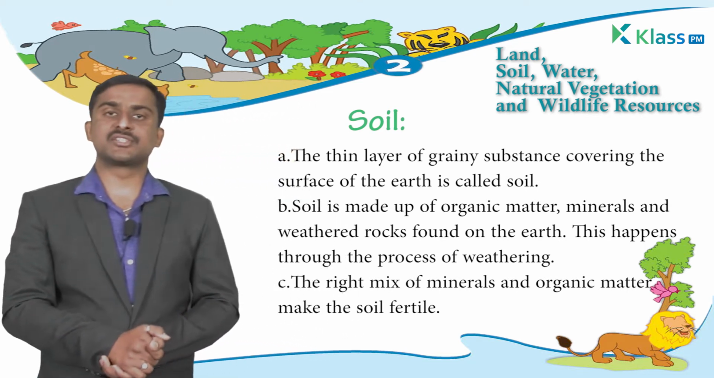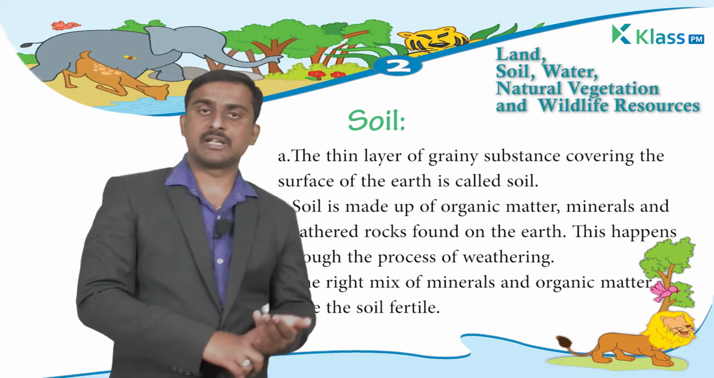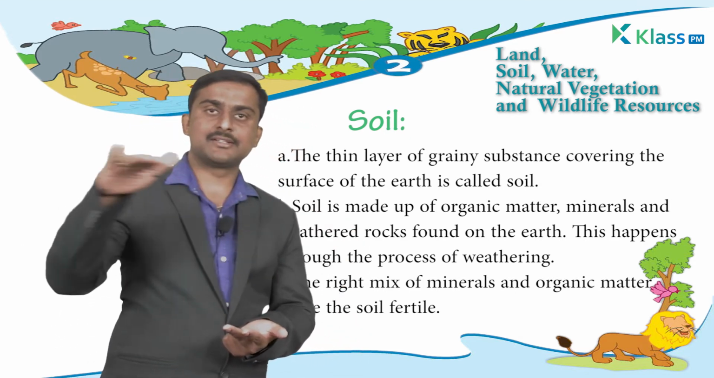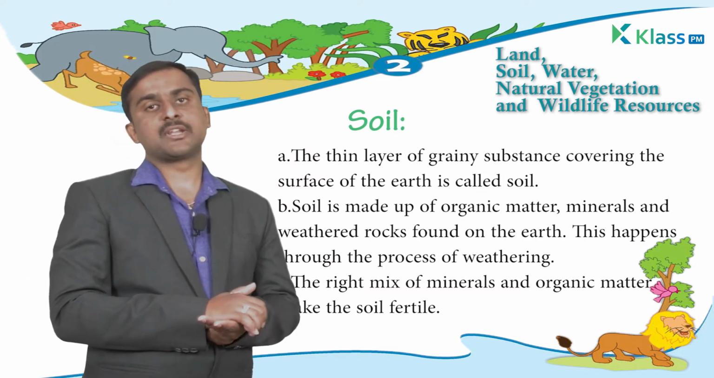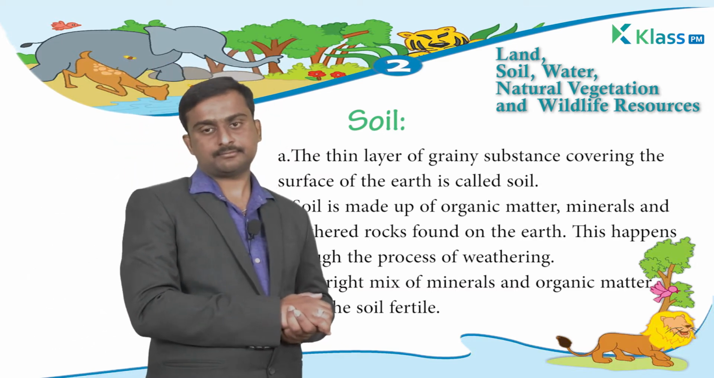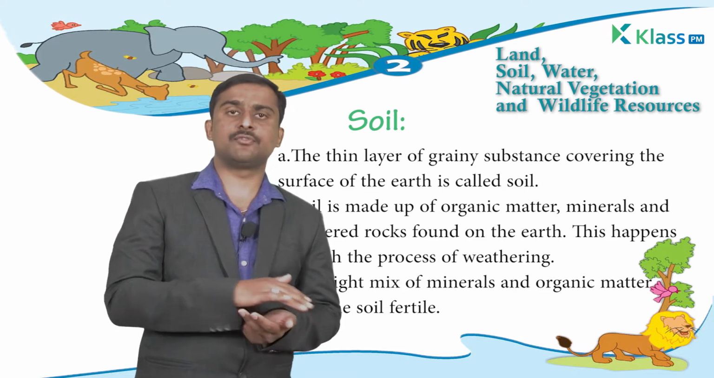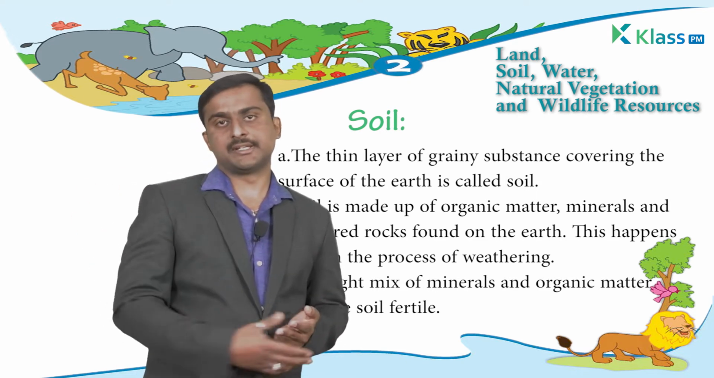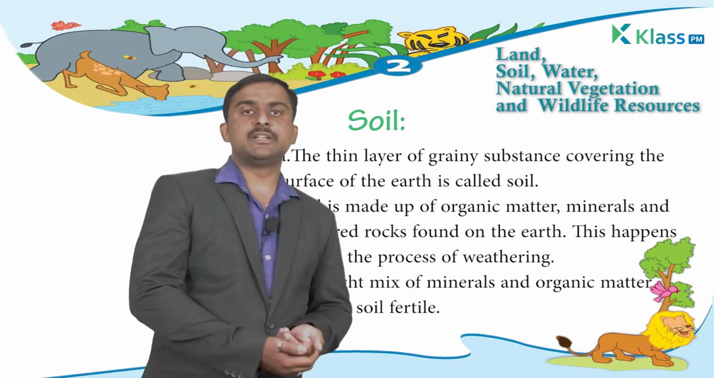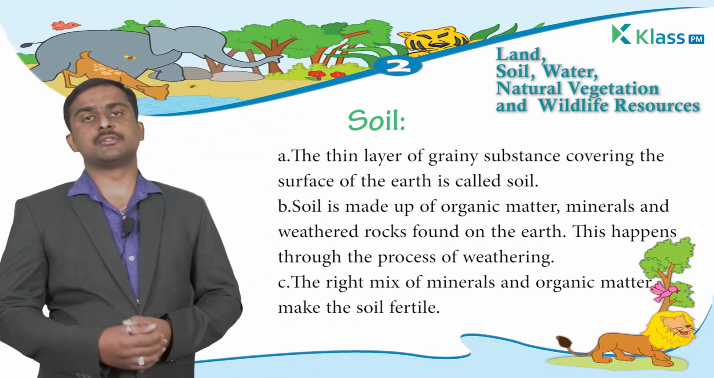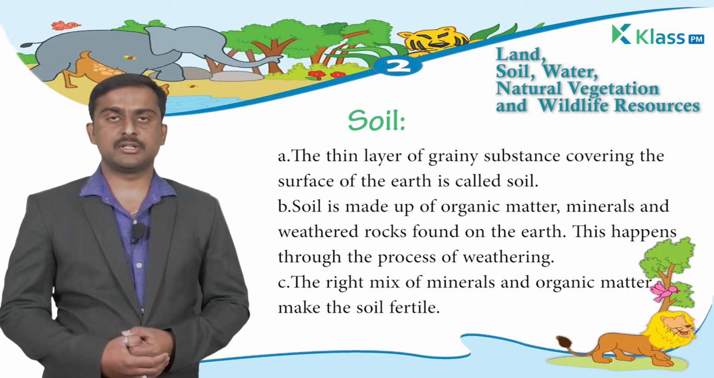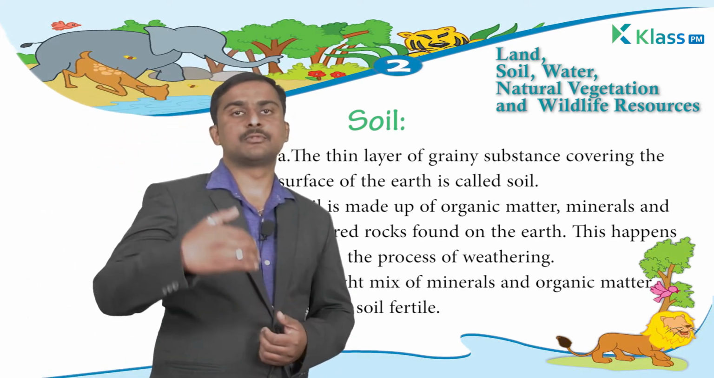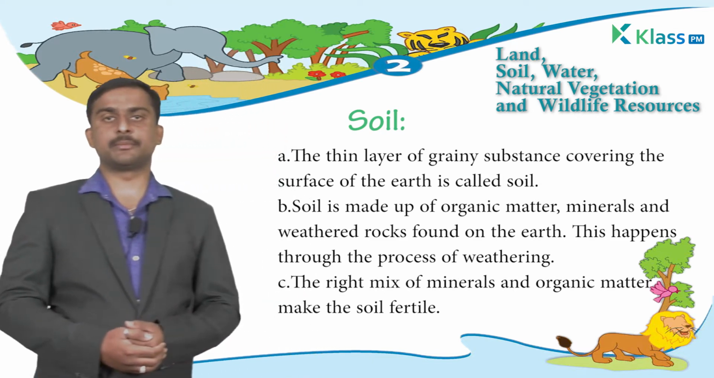So a right mixture of organic matter and the minerals formed on the earth's surface will give a fertile soil. This is how soil is formed and how it is used for agriculture purposes and other things. Okay, so children, we came to know about soil, how it is formed on the earth's surface, and how it can be used for agriculture purposes.